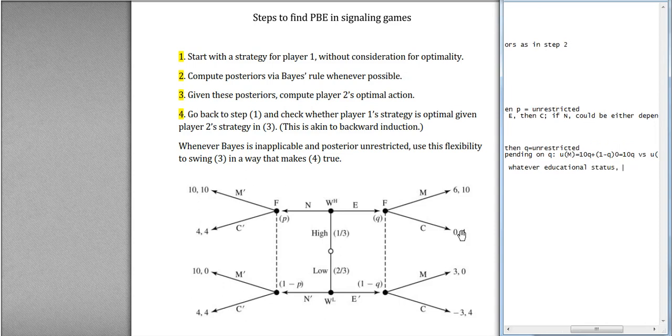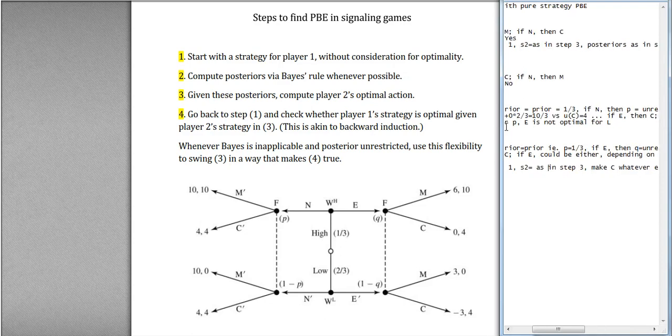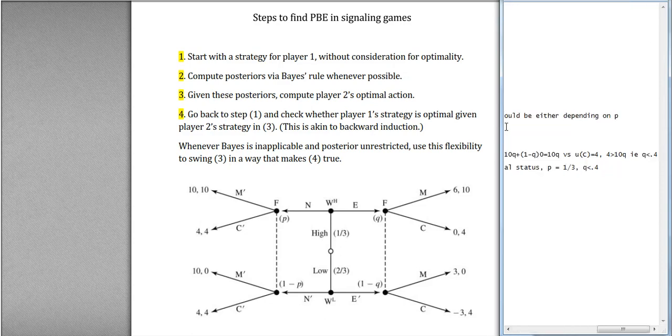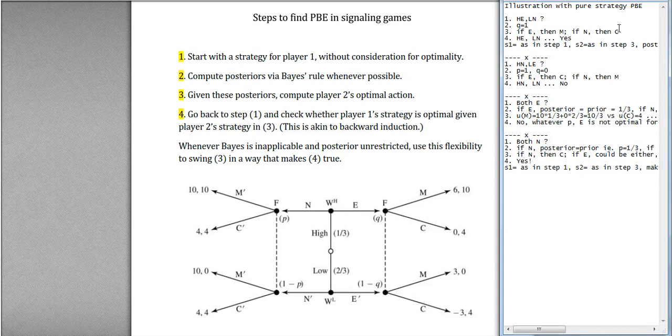And what are the beliefs, the posteriors? P is equal to 1/3, okay? And the Q is anything less than 0.4. All right, so hopefully this has been a helpful, if perhaps somewhat long, illustration of this algorithm of how to compute perfect Bayesian equilibria in signaling games.